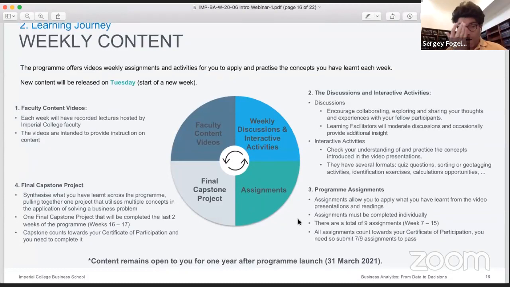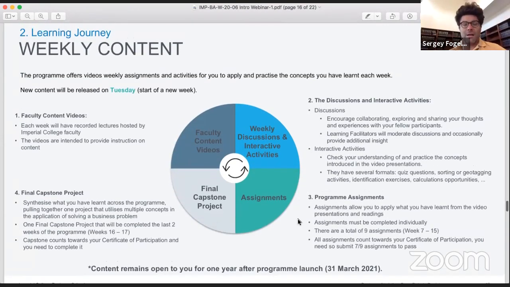Cool. So in terms of the kinds of content offered throughout the course, you have basically four core pieces. You have all of the videos that are posted on Tuesday for every upcoming week. That means that this coming Tuesday, you'll have all of the information for the next week, and that'll just keep happening throughout the entire 17-week process of the course. You have the opportunity to engage in discussions within the Incendi platform, where Adriana will show you that in just a little bit. You also have the weekly assignments that start at week 7 and go through week 15. And then finally, you also have your Capstone project.